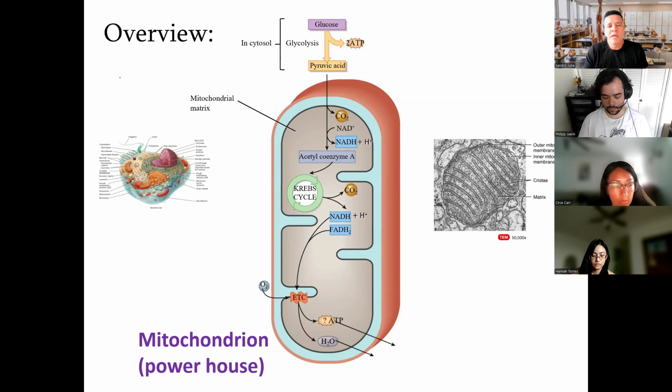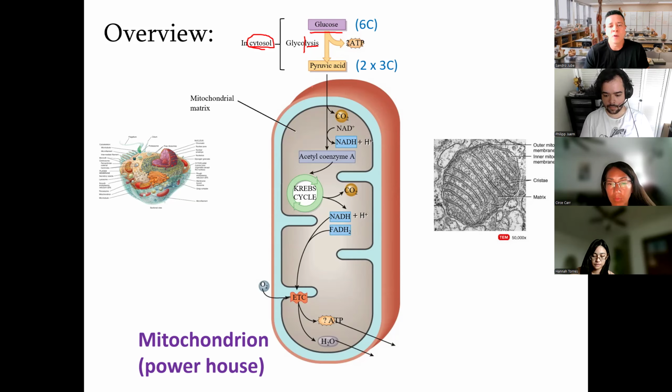Okay, so now here we have glucose enter the cell, and now this glucose, which is still in the cytosol of the cell, is going to undergo a process called glycolysis. Now, what does glycolysis mean? Glyco means glucose. Lysis means to break down. So this is the breakdown of glucose. So when glycolysis breaks down glucose, glucose is going to go from a 6-carbon ring to two 3-carbon rings called pyruvic acid or pyruvate.